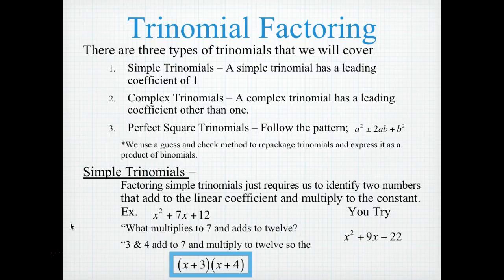All right, now you give it a shot. x squared plus 9x minus 22. Again, we have a simple trinomial because we have a leading coefficient of 1. So what adds to 9 and multiplies to negative 22? In this case, that's positive 11 and negative 2. So the answer we have is the quantity of x plus 11 times the quantity of x minus 2.